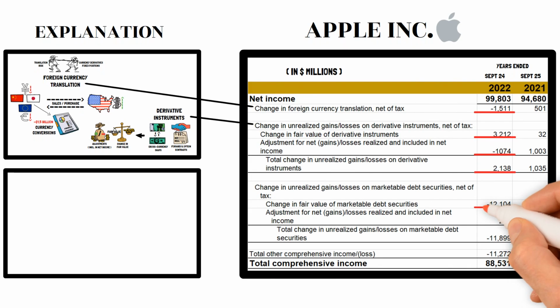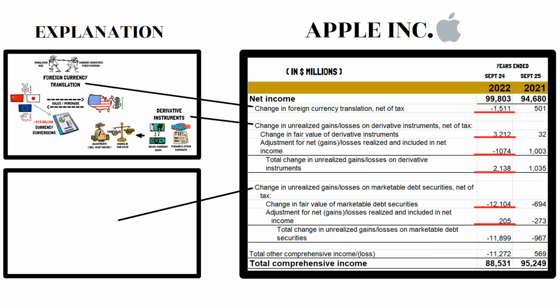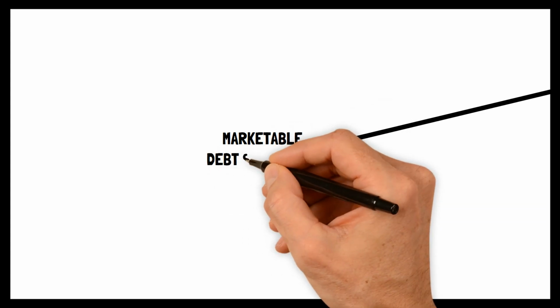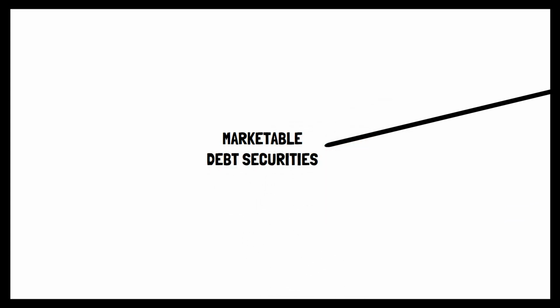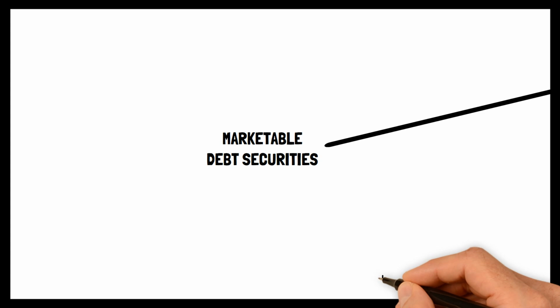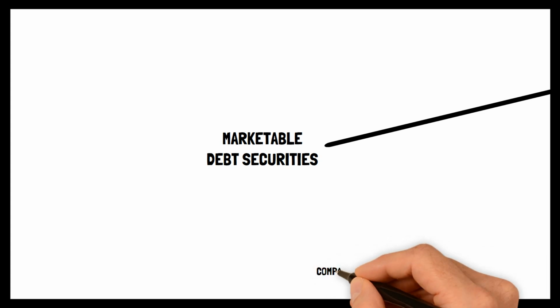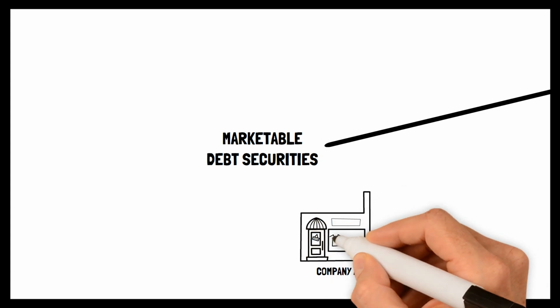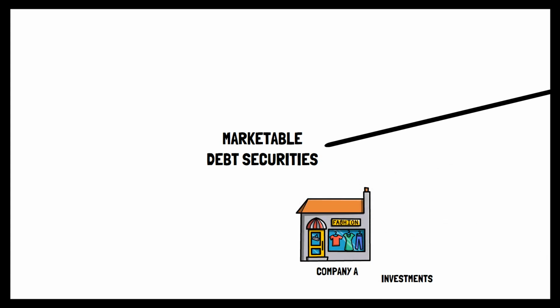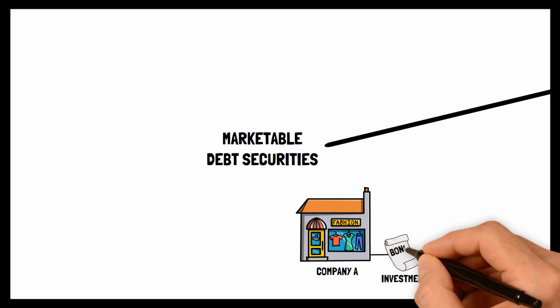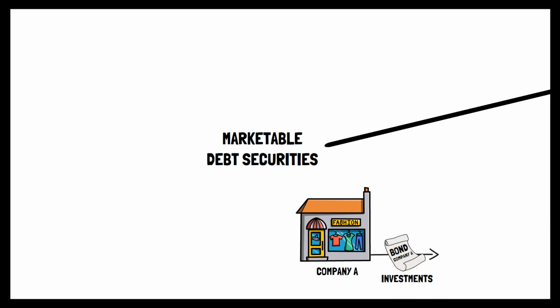The third and last part is change in unrealized gains or losses on marketable debt securities, net of tax. Marketable debt securities are recognized as both short-term or current and long-term investments. As an example, Company A wants to raise cash for whatever reason. For doing this, they decide to issue a corporate bond as a marketable debt security.